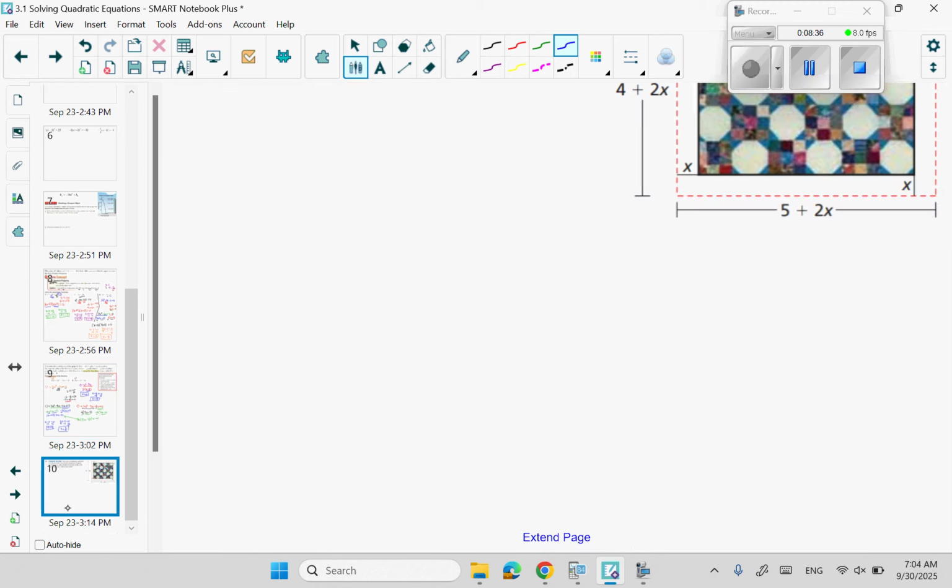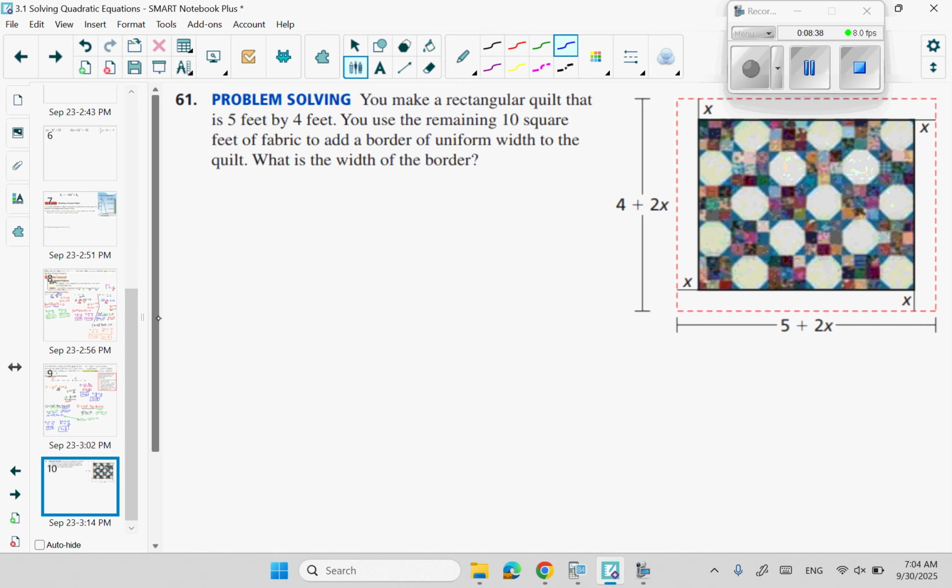And then it's always nice to end on our favorite type of problem, of course, a story problem. You are making a rectangular quilt that is 5 feet by 4 feet. You use the remaining 10 square feet of fabric to add a border around it of uniform width to the quilt. What is the width of the border? Uniform width means it's all the same. As you can see, we've called it x. The length of this border in every direction is x.